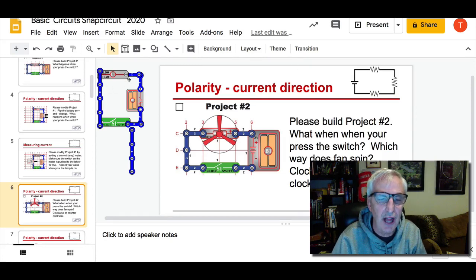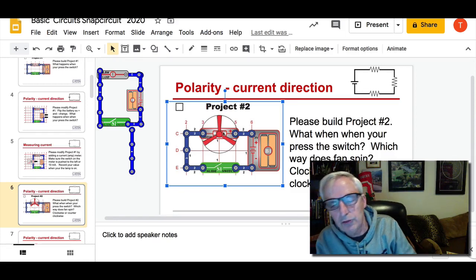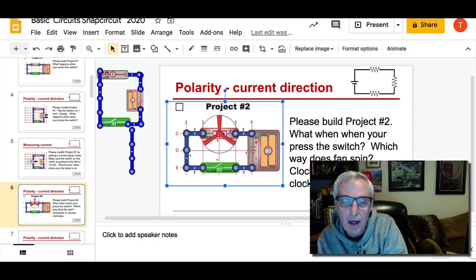Don't worry about the sides here. These are just parts that I use my slides to pull out. This is the part I want you to concentrate on. Right here with my arrow, go ahead and make the slide switch again with the motor. Which way does the fan spin? Clockwise or counterclockwise, like the hands on a clock? Go ahead and build that. I'll pause this so you can start up. Okay, now you've built that.